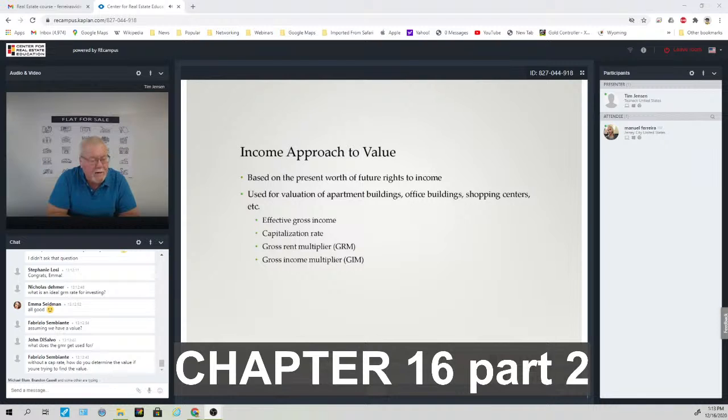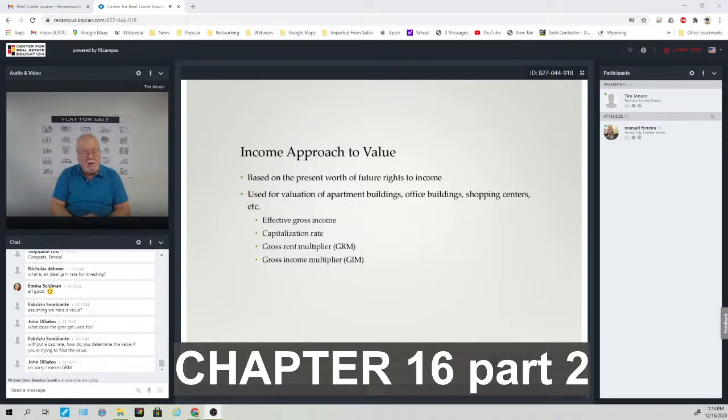Without a cap rate, how do you determine the value if you're trying to find the value? Well, as I said, Fabrizio, you would take recently sold income-producing properties and show what the income was, so that I could determine income divided by value equals capitalization rate. And if it's in the same geographic area, the same capitalization rate could be applied to the subject property.